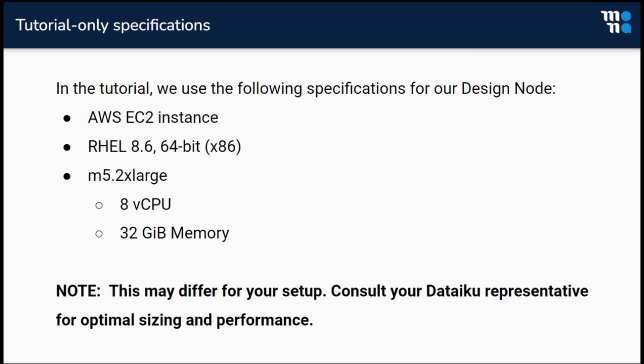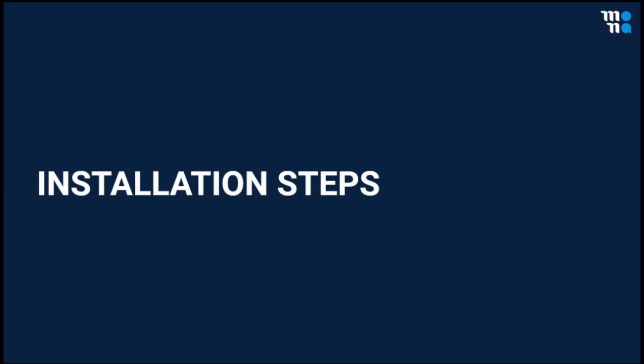In this installation tutorial, we use the following specifications for our design node. This will be an AWS EC2 instance. Specifically, we're running on Red Hat Enterprise Linux 8.6. This is an M5 2xlarge machine with 8 vCPU and 32 GB memory. Now, let's proceed with the installation.